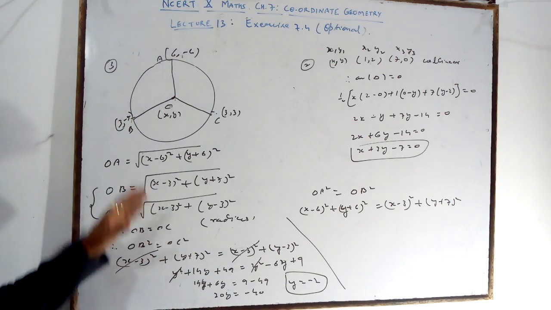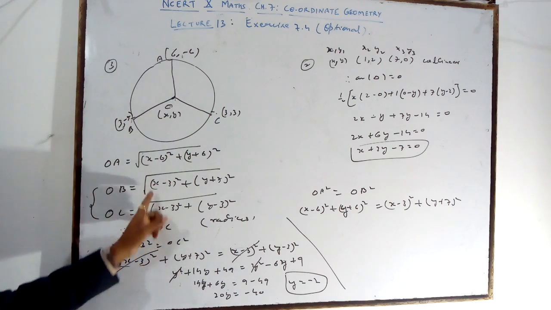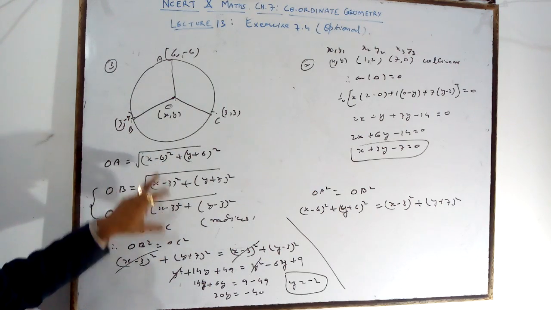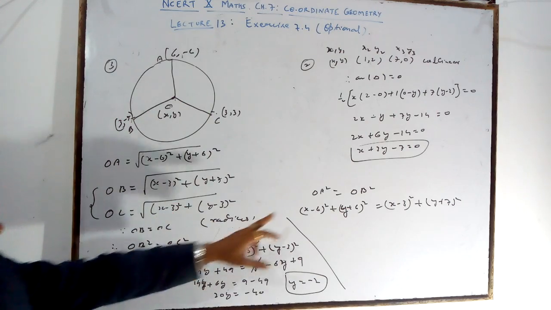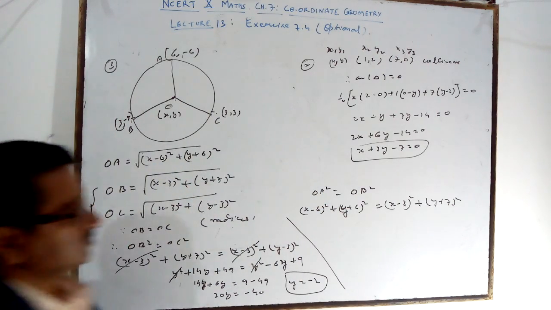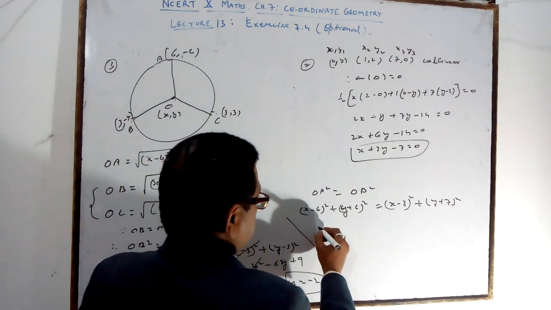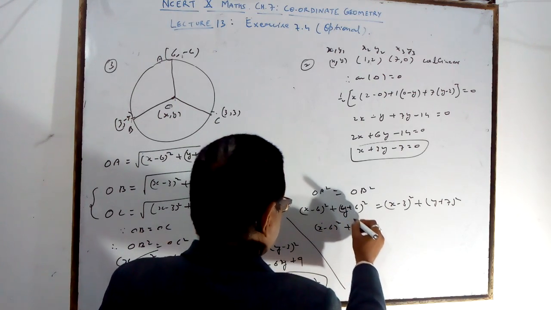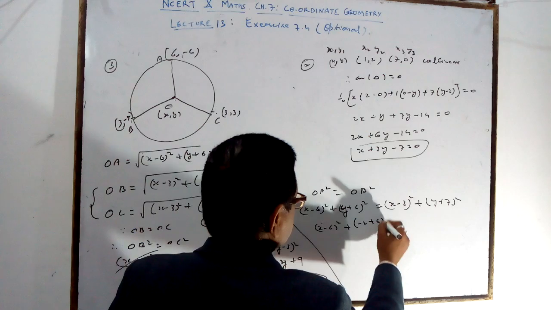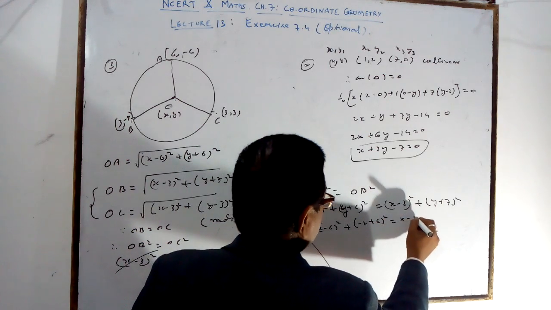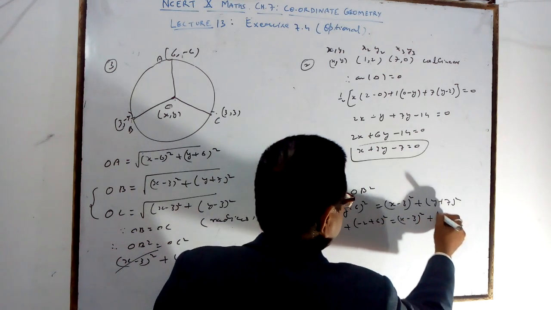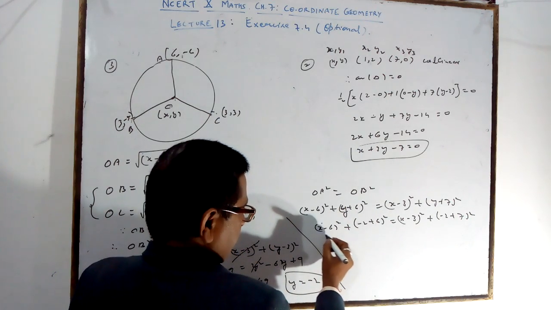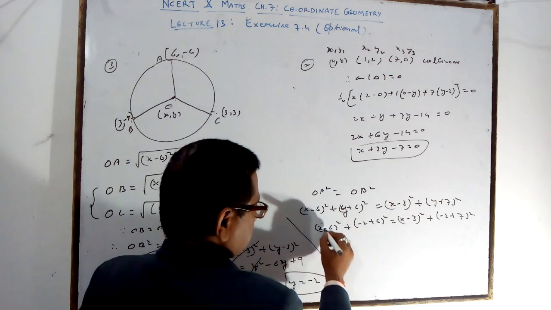Any two you can take, the other two, this and this, because this will again be cancelled. So you are taking these two, x minus 6 here, x minus 3. The square is reducing the under root. So put the value of y here: x minus 6 whole square plus minus 2 plus 6 whole square is equal to x minus 3 whole square plus minus 2 plus 7 whole square. Open the bracket.